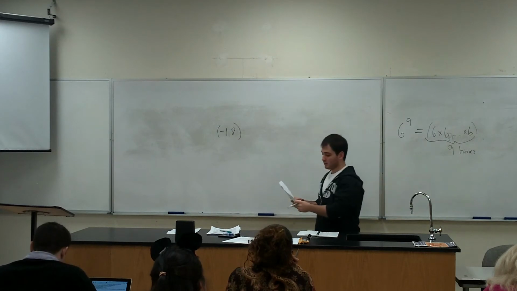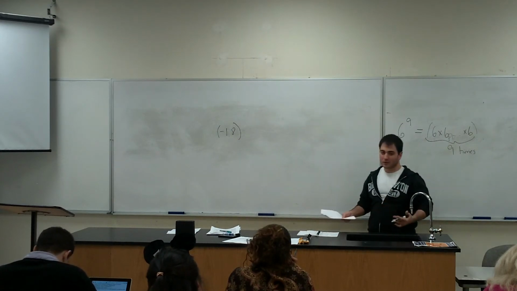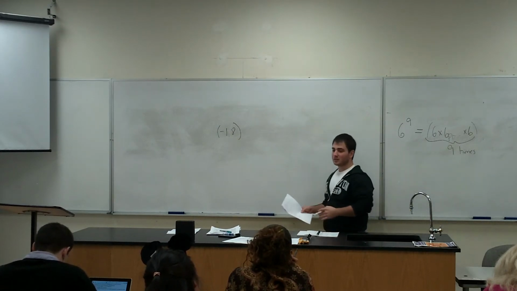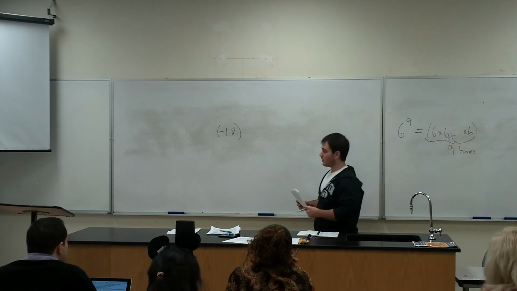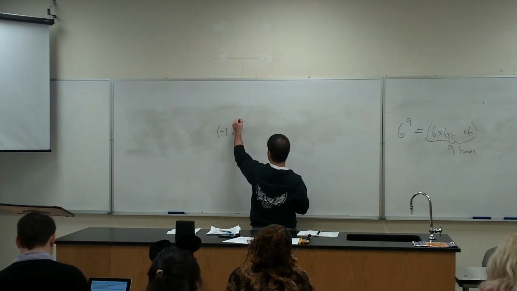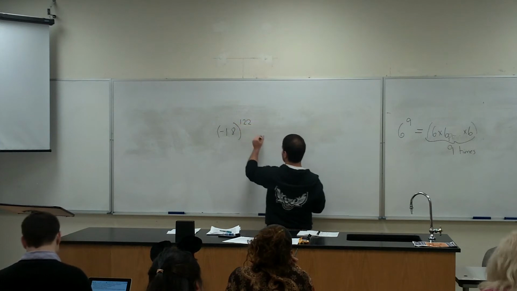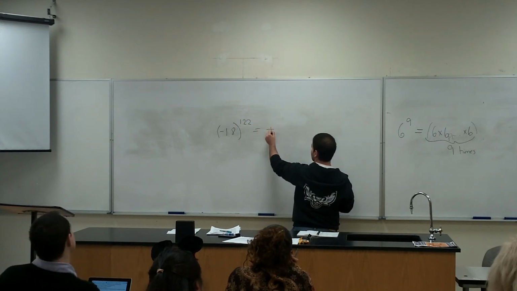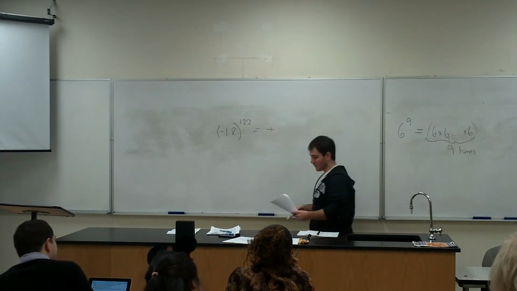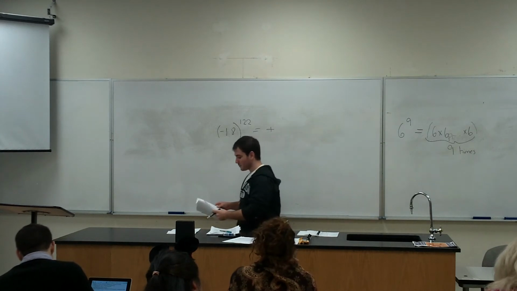122 times. Now, what do you think is going to happen at the end of that 122nd time being multiplied? It's going to be positive. You guys sure? Yes. Now, why do you think it's going to be positive? Because 122 is an even number. Correct. All right, fantastic. Now let's go to the next page, guys.